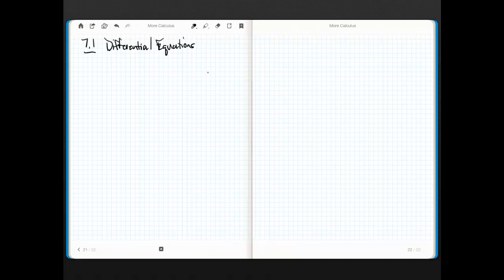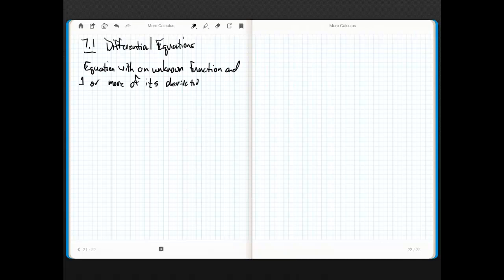We're going to talk a little bit about 7.1, differential equations. Differential equations are really easy to define. A differential equation is simply an equation with an unknown function and one or more of its derivatives. That's all it is.